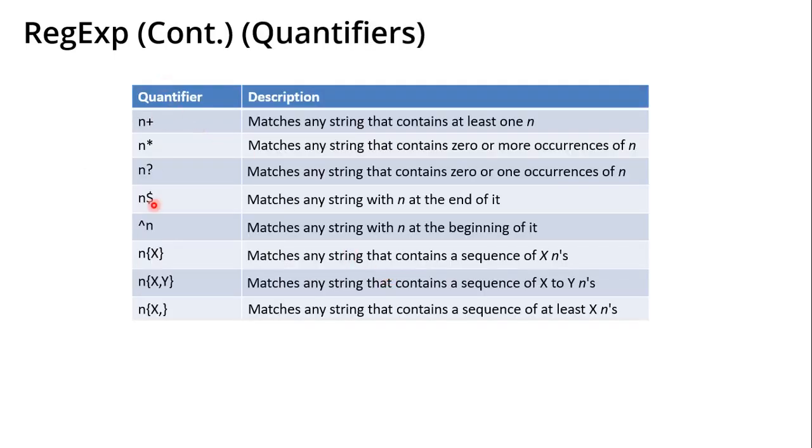These are all the quantifiers for regular expressions. n+ matches any string that contains at least one n. n* matches any string that contains zero or more occurrences of n. n? matches any string that contains zero or one occurrence of n. n$ matches any string with n at the end of it. So these are all the quantifiers used in regular expressions. So regular expression is used for validation.